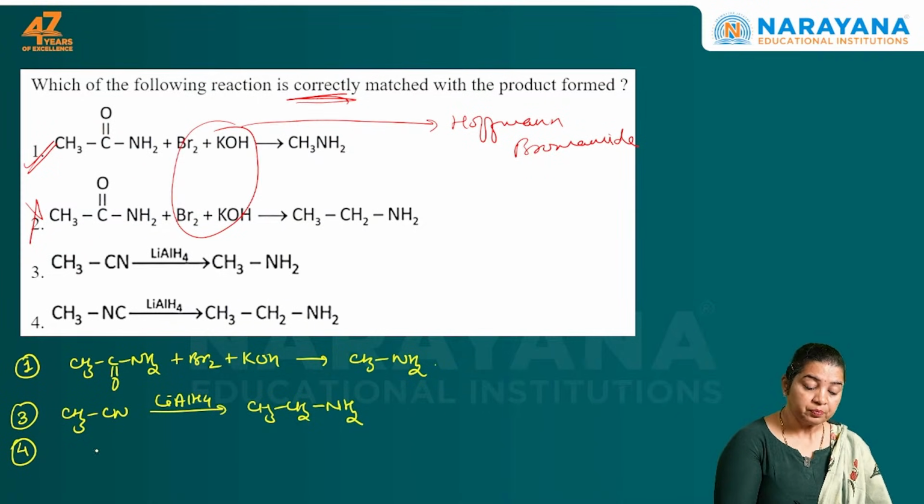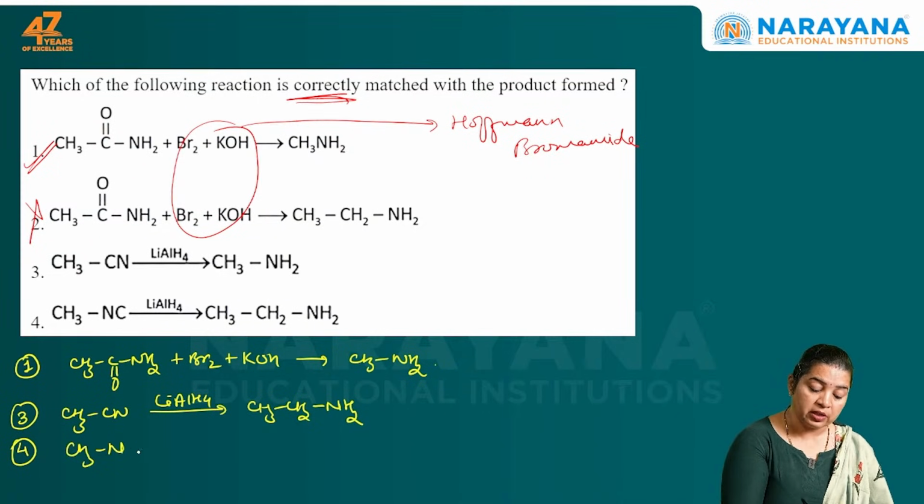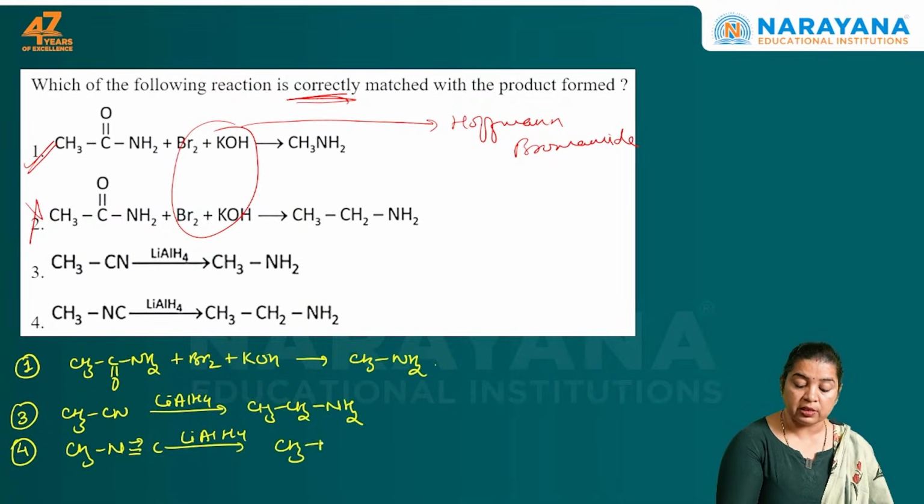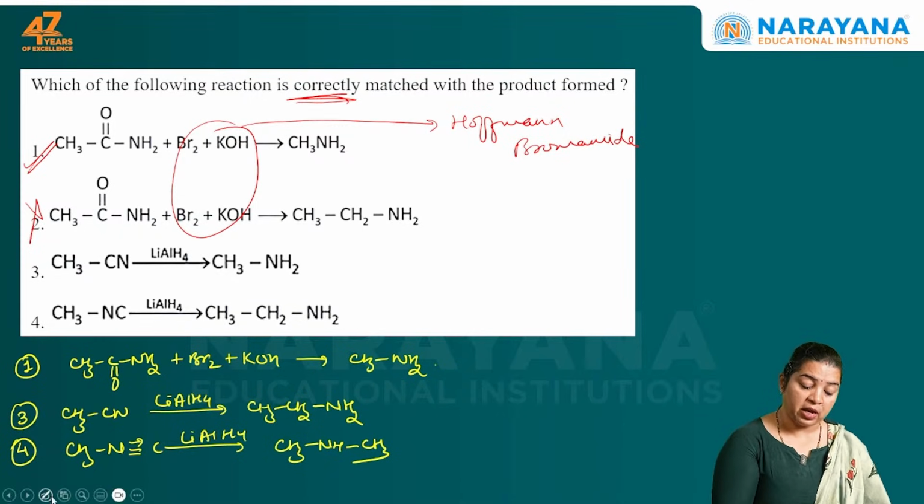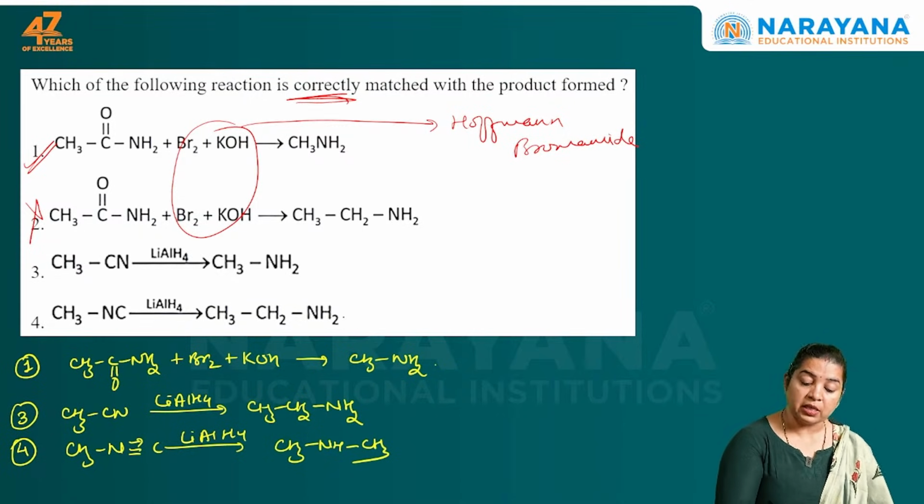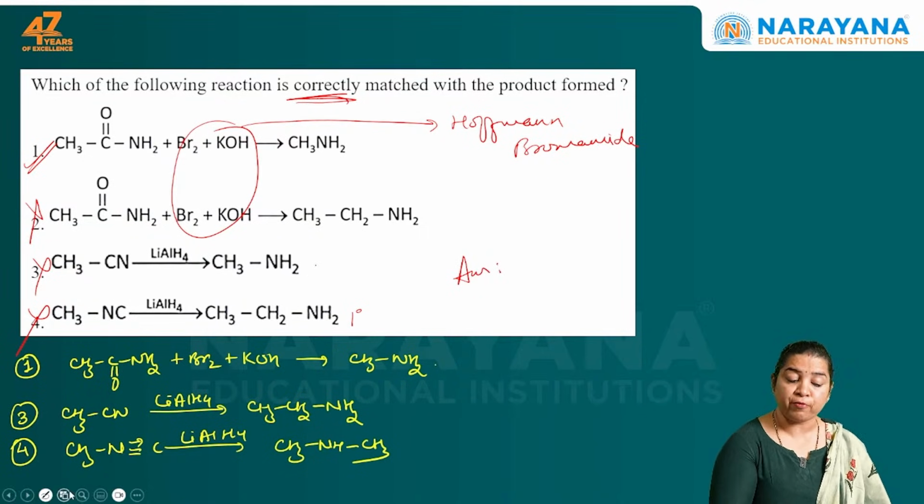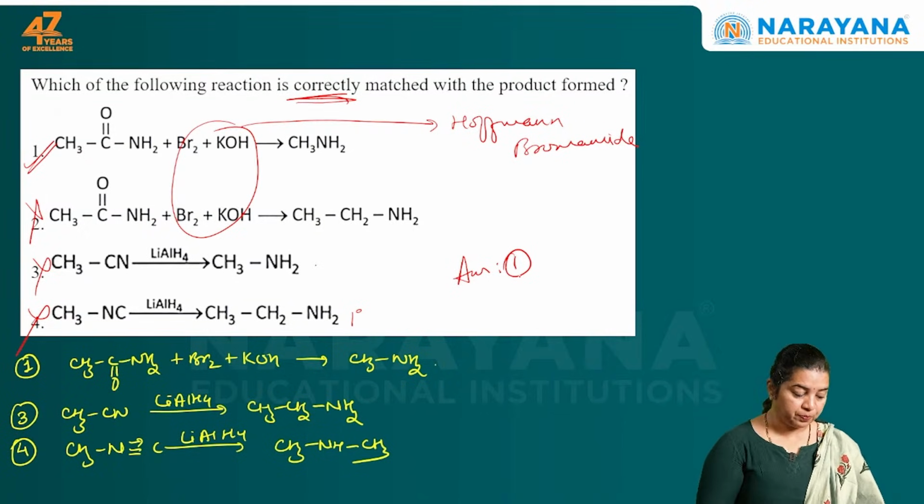Fourth, CH3NC is reduced by LiAlH4. Then the answer is CH3NHCH3. Answer should have been a 2-degree amine, where here it is a primary amine. Here carbon count is not matching. So, anyhow 2, 3 and 4 are wrong answers. Correct answer is the first option.